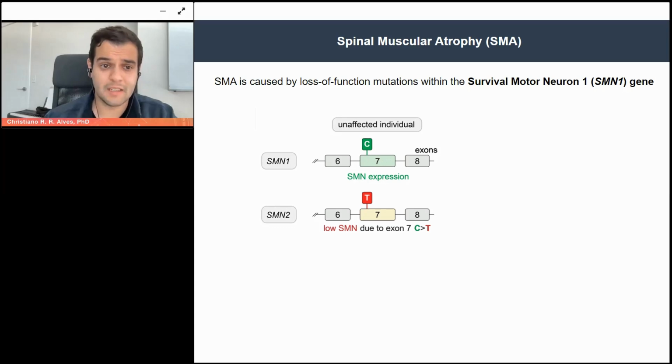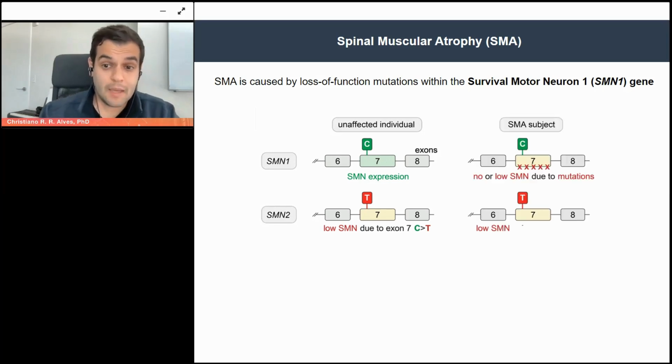So the bottom line here is, when you think about a healthy, unaffected person, you have both genes producing protein, but SMN1 is producing a lot of functional, full-length protein. So not a problem. And then on top of that, we have the SMN2 gene producing some functional protein even when exon 7 is not included. I would say that that's about 10% of functional protein.